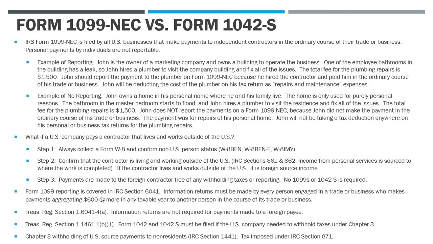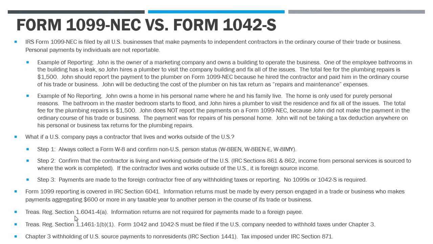So 1099 reporting, the rules are found in Internal Revenue Code section 6041, and then plainly the section says information returns must be made by every person engaged in a trade or business who makes payments aggregating $600 or more in any taxable year to another person in the course of its trade or business. So effectively, that's the precise language that's used in the code, just kind of reiterates what I said up there on line 1.